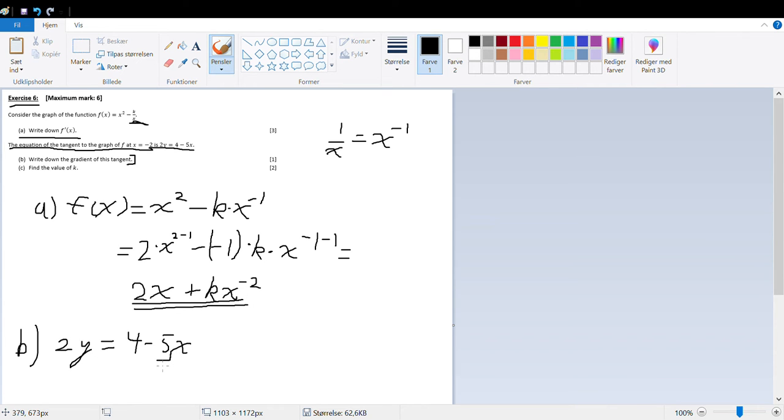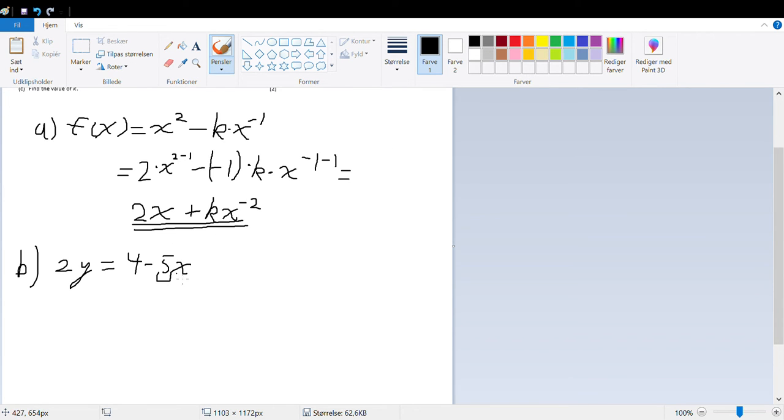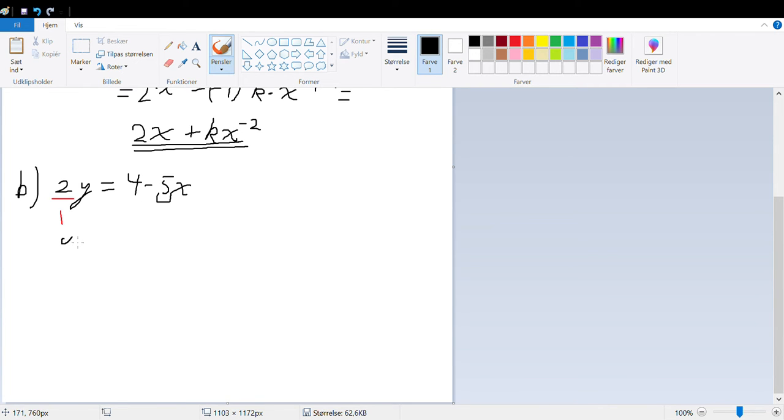An immediate answer is, well, it's this, isn't it? But the thing is, that's only true when this is 1. How are we going to turn it into 1? We'll divide everything by 2. We'll get y equals 2 minus 5 over 2 times x. Or if you prefer, and some people also do it this way, and I don't really mind either way, it's fine. 2 minus 5x over 2. So you can say this right here.